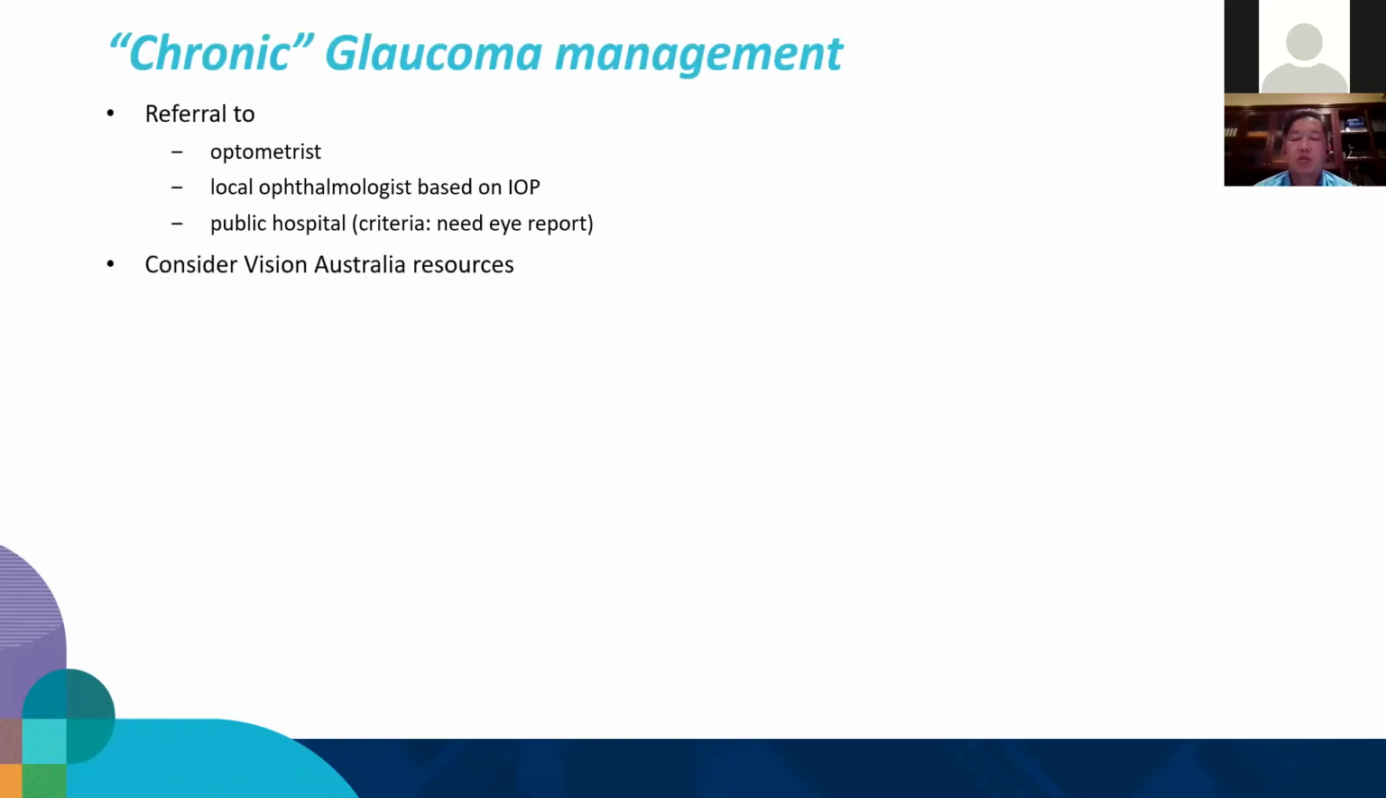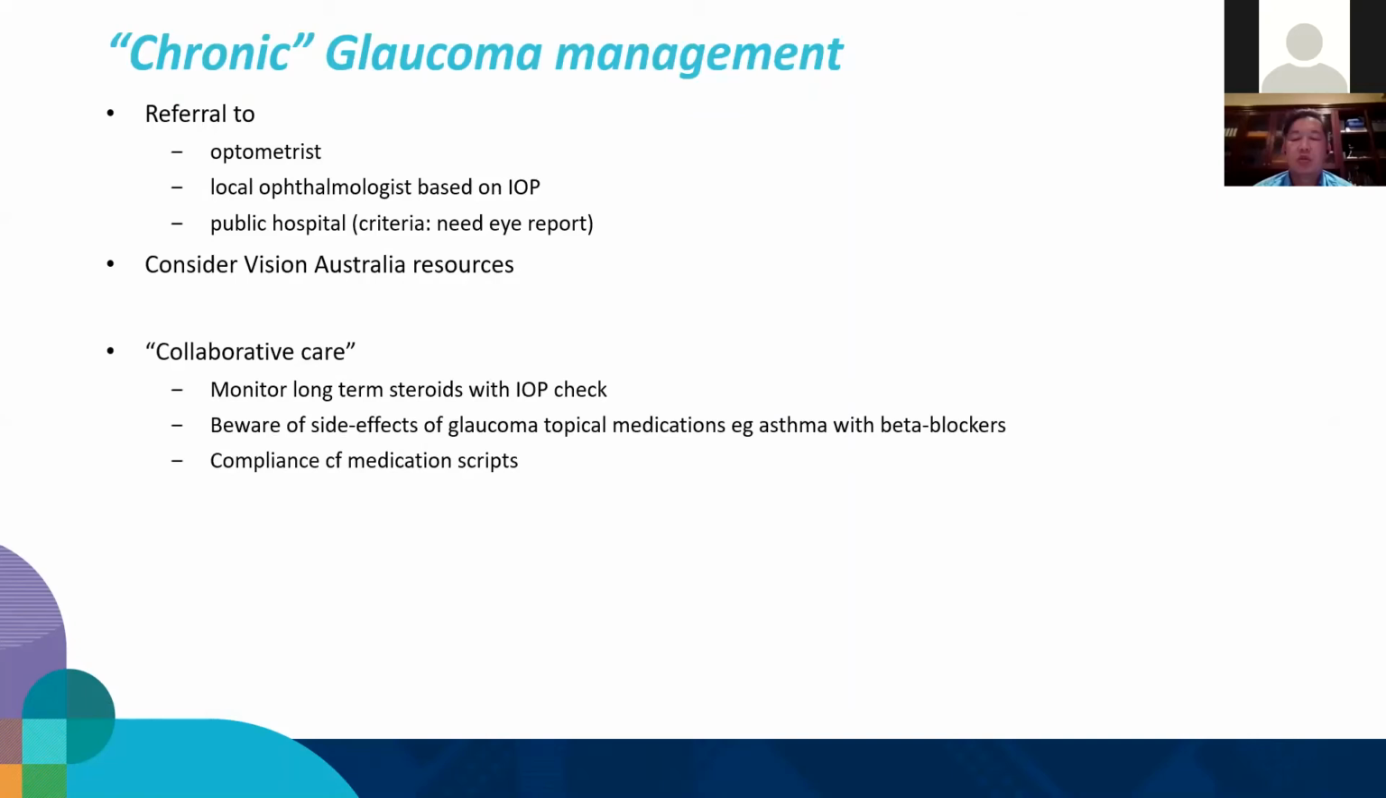Patients who unfortunately have lost a lot of their vision from their glaucoma, there are Vision Australia resources that help with them, or the Royal Victorian Institute for the Blind. And look, because like diabetes or any other sort of long-term health problem, it involves a bit of collaborative care, not only between the ophthalmologists, but yourselves, the GP, and or the optometrist.